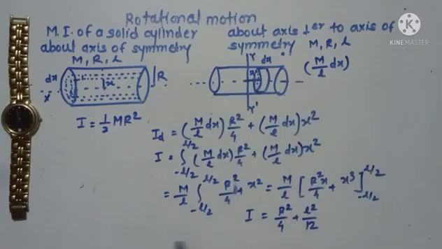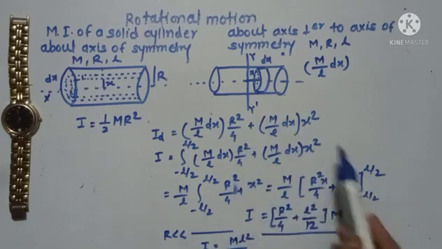Now if this r is very small as compared to the length, for example, if you are considering any long wire, which is also cylindrical, but its radius is very small as compared to its length. So for such a wire, this can be written as ml square by 12, but obviously m will be there outside of this. So for a wire, the moment of inertia will be ml square by 12, and this is the moment of inertia of the solid cylinder about the axis perpendicular to the axis of symmetry.